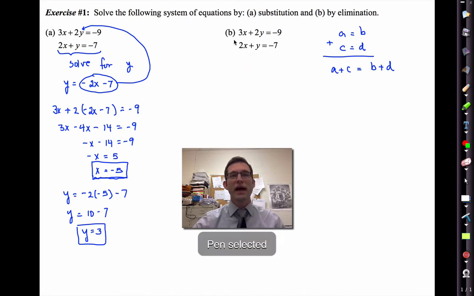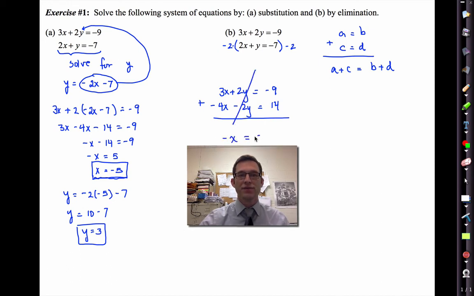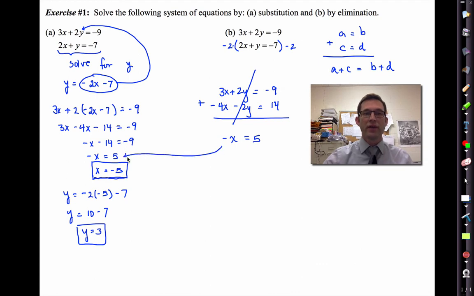What I'm going to do is take this equation here, and multiply both sides of the equation by negative 2, right? So I'm going to use the multiplicative property of equality to multiply both sides of the equation by negative 2, giving me this equation. And what can now happen is that when we add these together, the two y's cancel, and I'm left with negative x equals 5. So look at how quickly I get down to that line, right? I'm there very, very fast. And then I solve, get x equals negative 5.